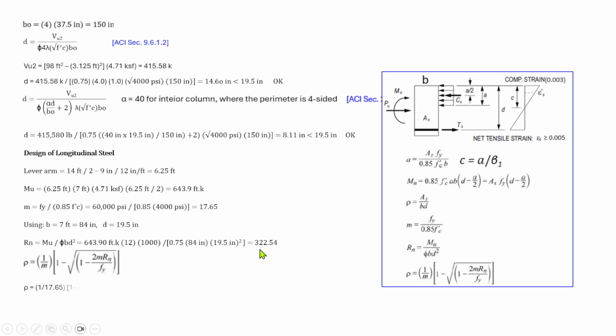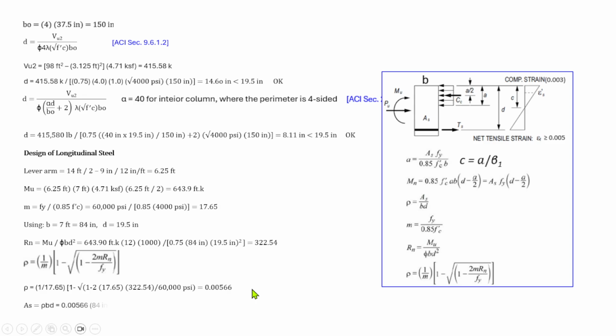So Rn is 922.54. So rho, we can calculate based on this formula here, that is 1 over m, 0.65, times 1 minus the square root of 1 minus 2 times 17.65 m.Rn is 322.74, which is this one, all over 60,000 psi.